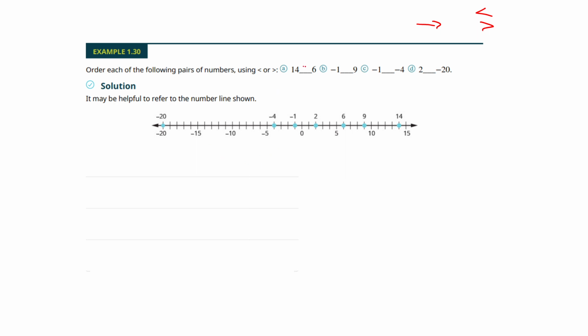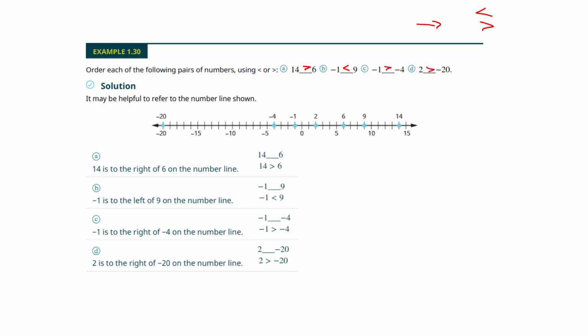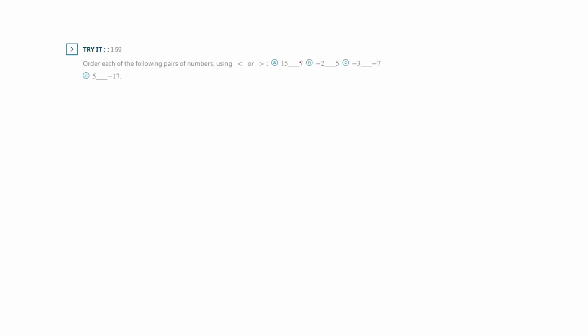But so I've got 14 is greater than 6, -1 is less than, so we're going up the number line. So obviously on the left side of the number line the numbers are smaller. Now here's the weird one, -1 is greater than -4. It's farther to the right on the number line. 2 is greater than -20. Okay, 15 is greater than 7. -2 is less than 5. Now here's the ones that students will miss. -3 is a greater number than -7. It's further to the right on the number line. 5 is greater than -17.